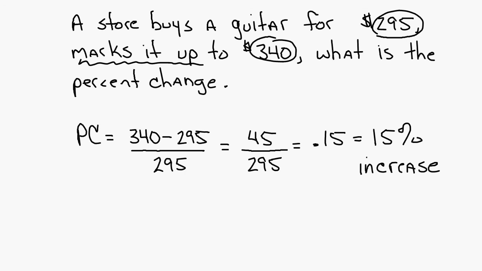Does anybody have any questions? Amount of change divided by the original amount. Take the decimal, move it to the right twice, or multiply it by 100, either one. If the price goes up, it's an increase. If the price or amount or value goes down, then it's a decrease.